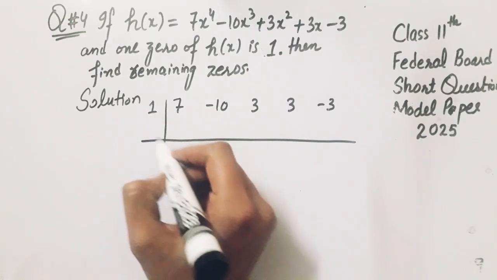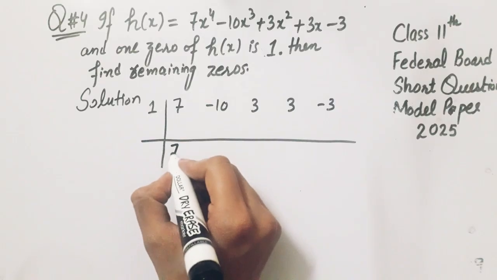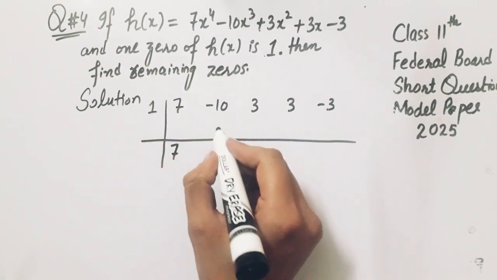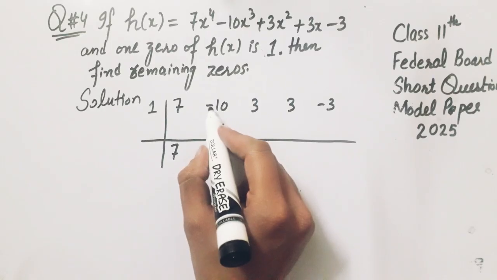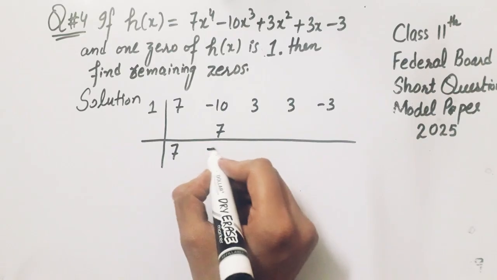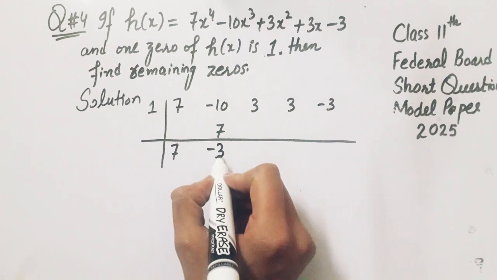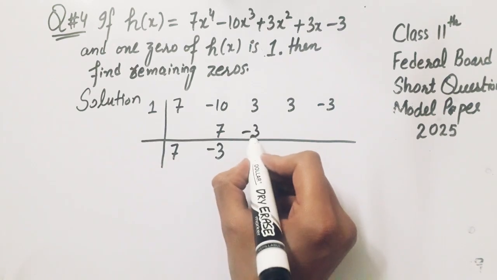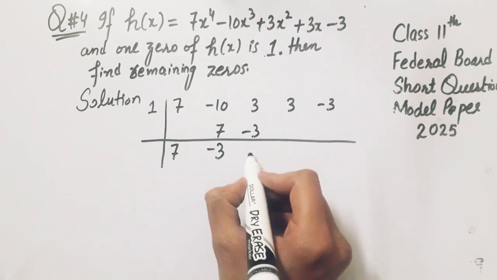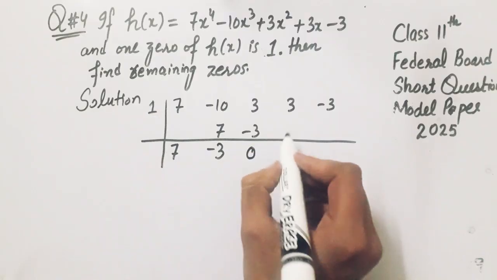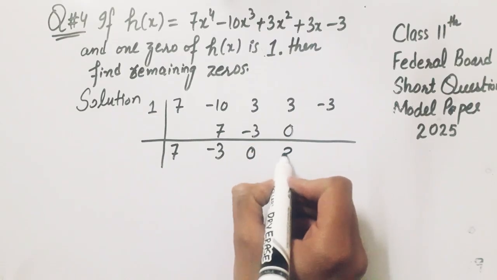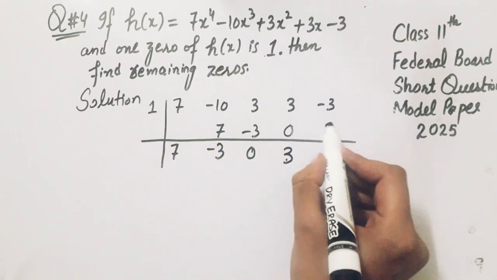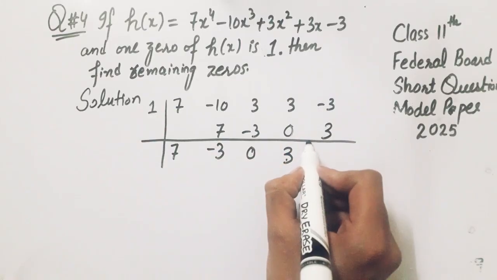So we can write 1 into 7 is 7. So 7 into 1 is 7. Now solve this. Minus 10 plus 7 is minus 3. Now multiply minus 3 into 1 is minus 3. 3 plus minus 3 will become 0. Now 0 into 1 will be 0. And then 3 plus 0 is 3. Then 3 into 1 will be 3. So 3 minus 3 is 0.